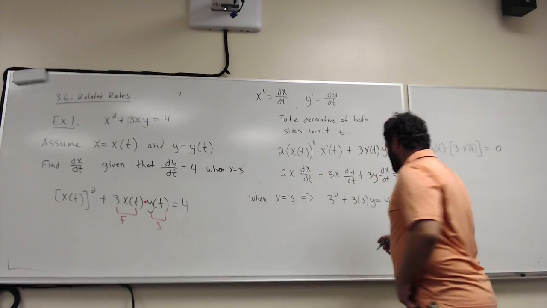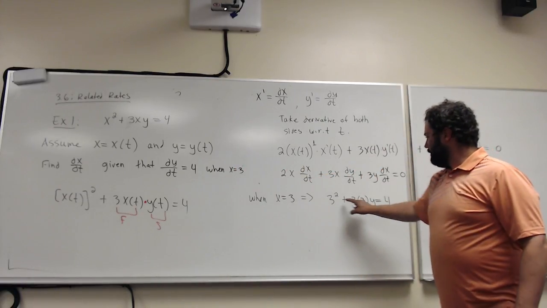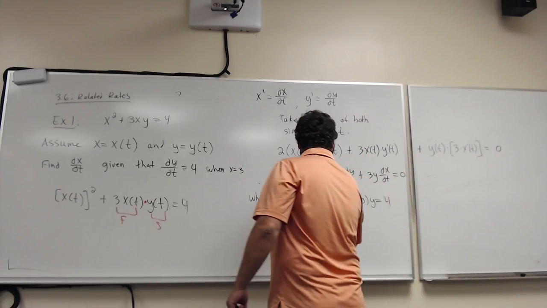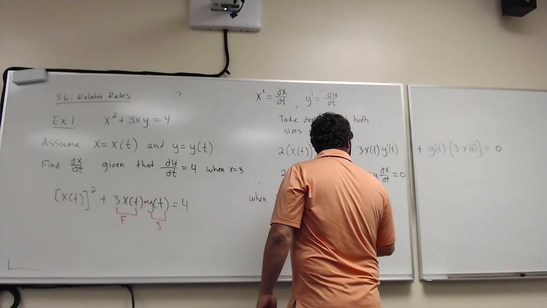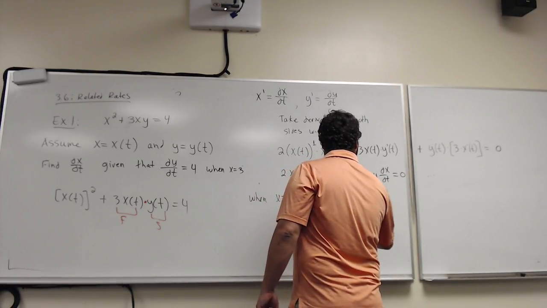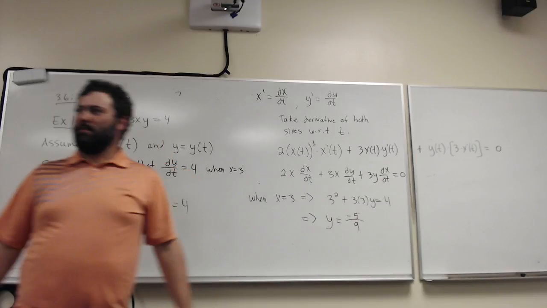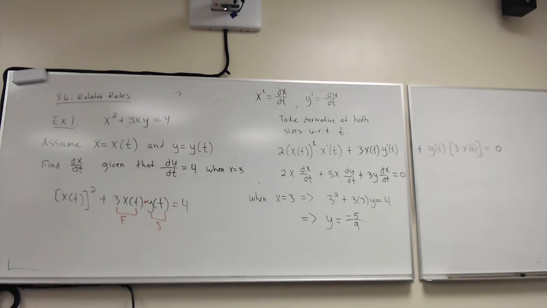And then let's see, I can do 4 minus 9 and then divide by 9. y is going to be negative 5/9, I believe. Okay. And then I'll plug all the known information in, and we'll solve for dx dt.